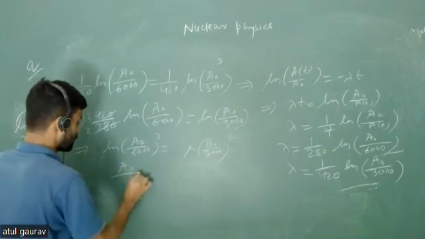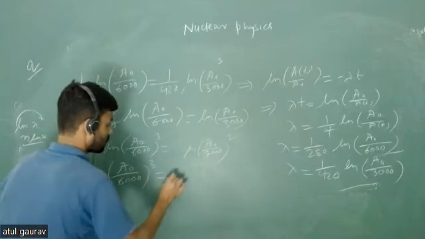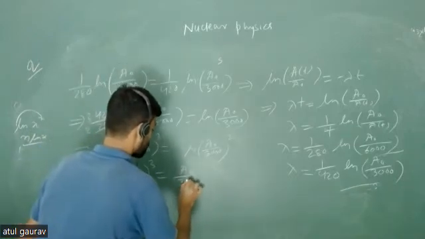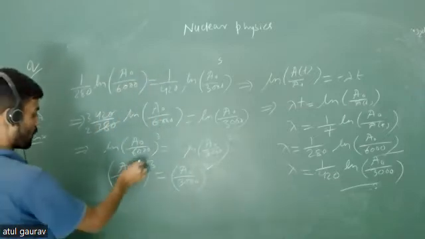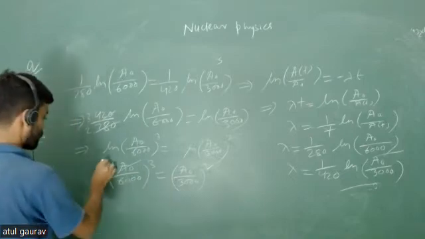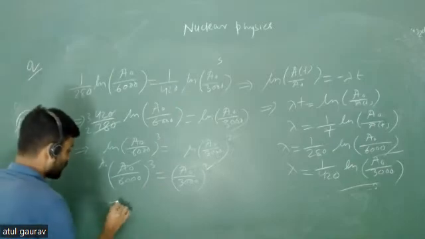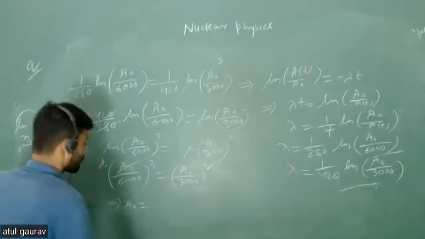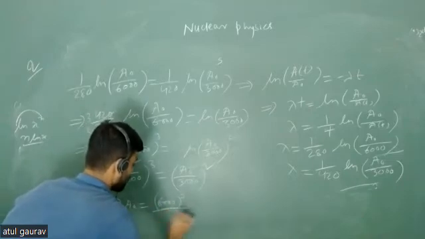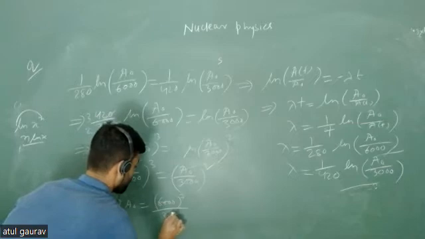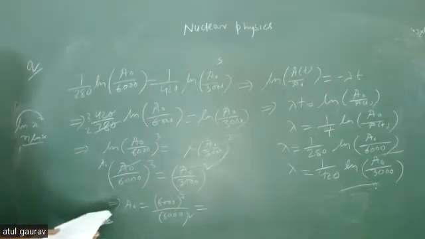So what does it mean? It means (A0 by 6000) to the power 3 should be equal to (A0 by 3000) to the power 2, right? So A0 square will be gone. So this side you will have A0, because cube is there, so 2 will be gone. So simply A0 will be how much? A0 will be 6000 cube divided by 3000 square.